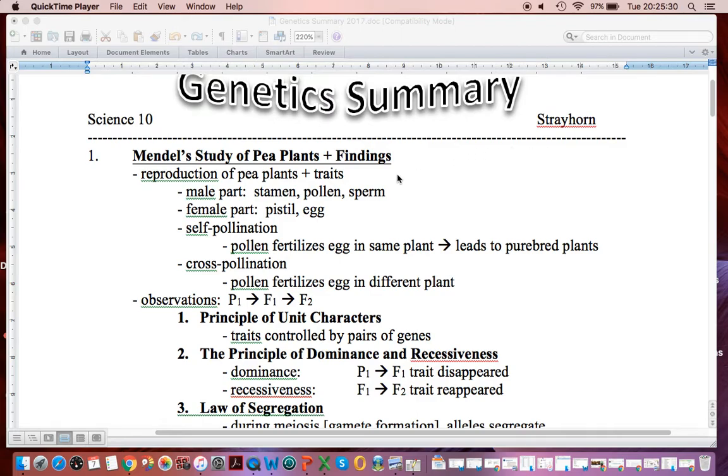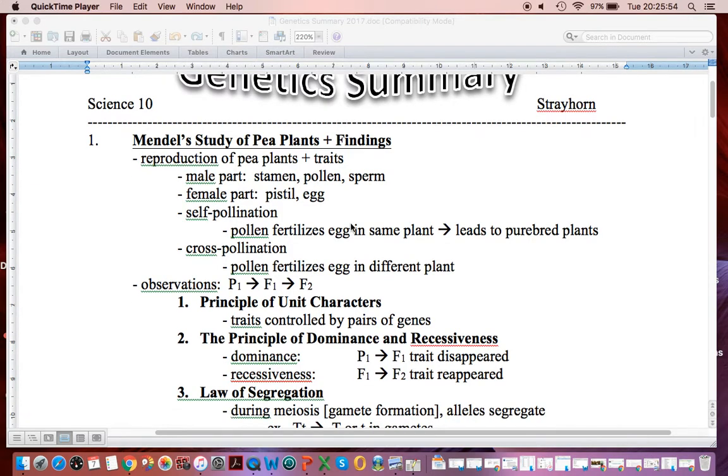We wanted you to know a bit about the structure of a flowering plant, that the male part is the stamen, the female part is the pistil. The male part produces the pollen that contains the sperm, and the female part has the egg. And so pollination is what happens when the pollen reaches the pistil, and fertilization happens when the sperm reaches the egg.